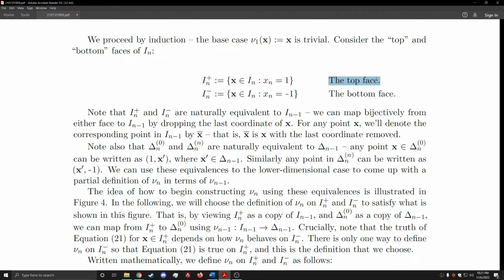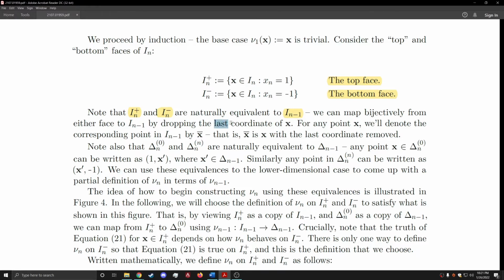We're going to have the top face of this hypercube and the bottom face of this hypercube. It's not a hypercube anymore. I don't know why I keep saying that. This is a visualization. There are explicitly 3 dimensions. This is a regular old cube. So these I plus n and I minus n are going to be naturally equivalent to just dropping the dimensionality down of this cube. We're going from a cube to a square, or 2 squares here.